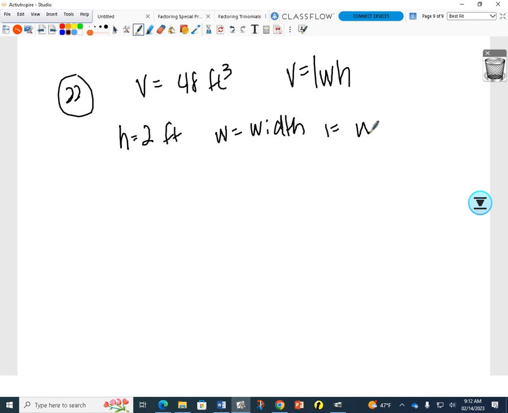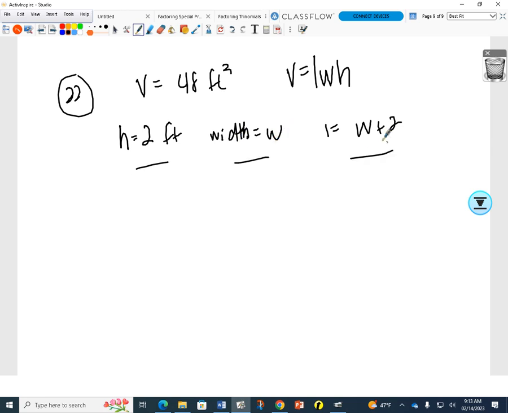Oh, my bad. I want to switch that around. I want to put the width is W. So the width, that's the word there, is W. So what we're doing, we're going to plug all these expressions into this formula.